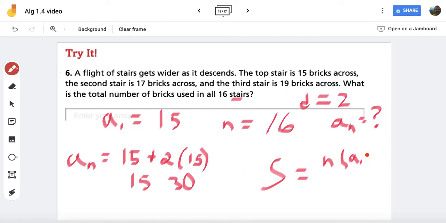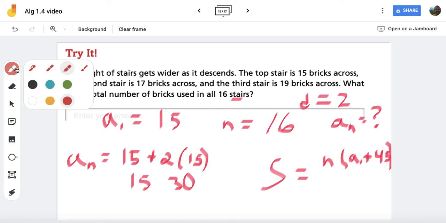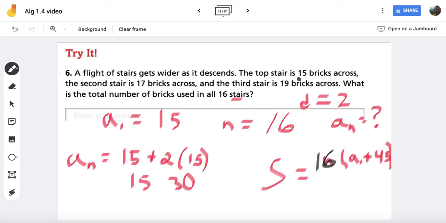So this is a 45 plus 45. Whoops, I forgot to rewrite the other things we know with their numbers. So let me change color for that. Hopefully you can still see what I'm doing. The number of terms, there were 16 stairs. And the first stair had 15 bricks. And then I'm going to divide by 2, right? The formula we've been using.